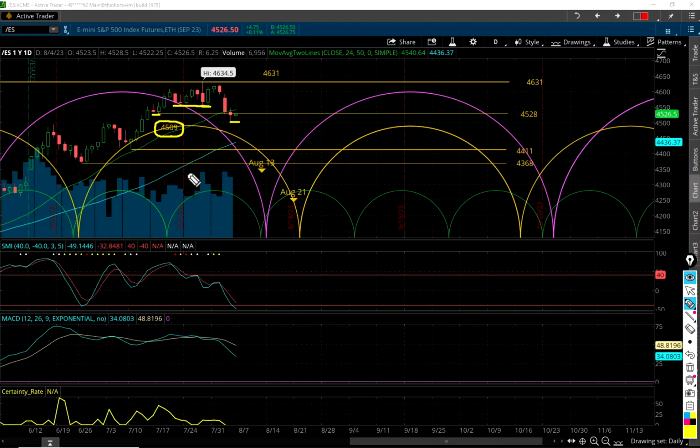All right, so that's really, really important. And that's why this candlestick that we just saw close today only got down to 45.05 and stopped, because it's basically hit up against the 45.09 support.